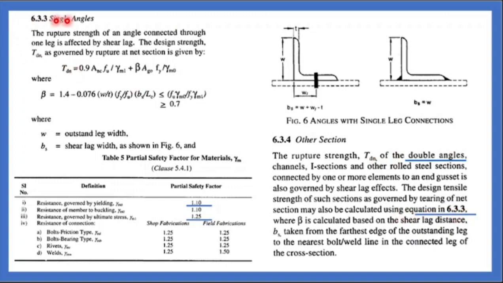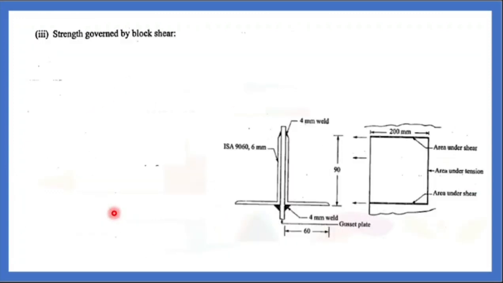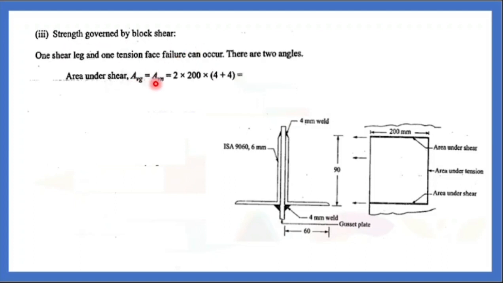This is 6.3.3, here you have that formula. So you have already used gamma M1 and gamma M1, all the values you have taken and you have found the value. Now the third thing is strength governed by block shear, AVG and AVN. Since you don't have holes, AVG, that is gross area, and net area will be the same. If you have holes, you subtract.